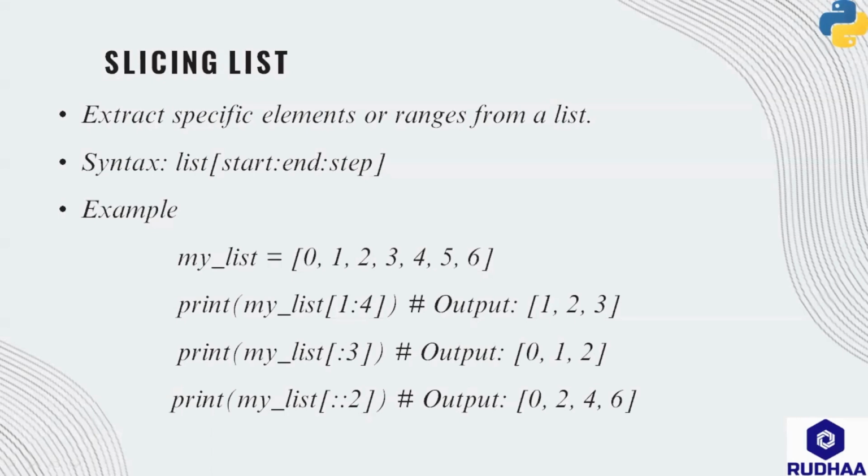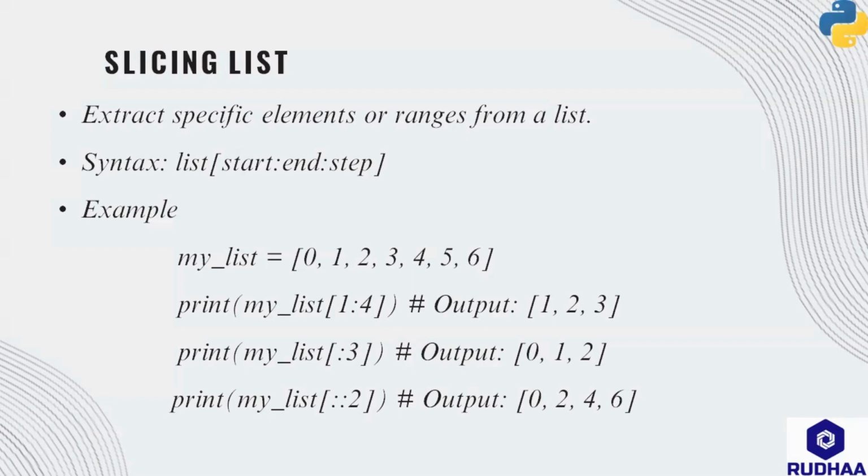And the next one is slicing a list. Slicing means you can extract specific elements or ranges from a list. Suppose the list contains 100 elements and you want to extract some 20 elements, then you can slice the list. That is called slicing. You can extract only those elements from the list. The syntax will be list of start, end, and step. Start is the starting index, at which position the slicing should start, and end is the position at which it should end. And step represents the count, by how many elements it should move while slicing.